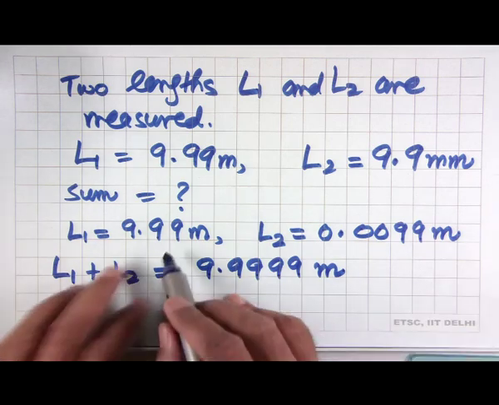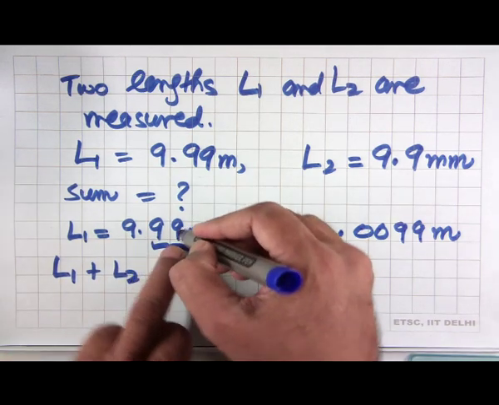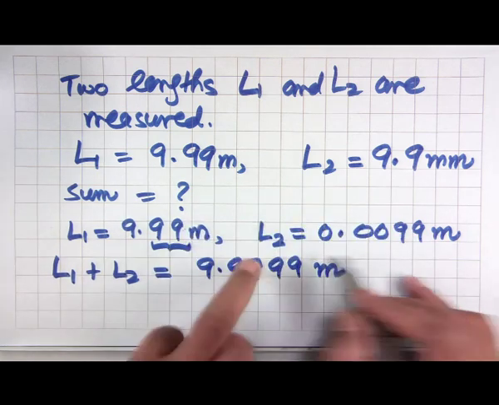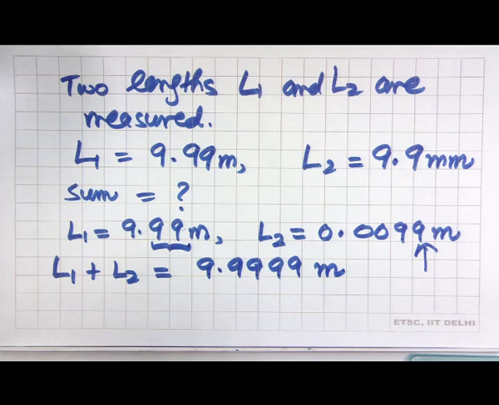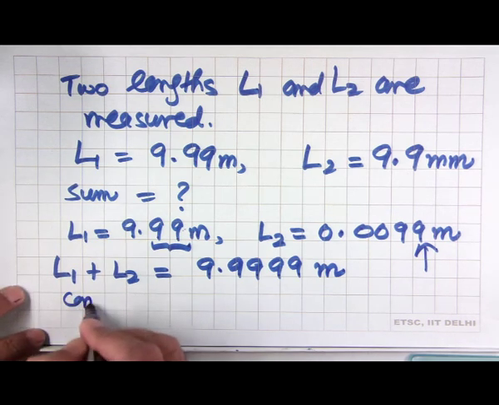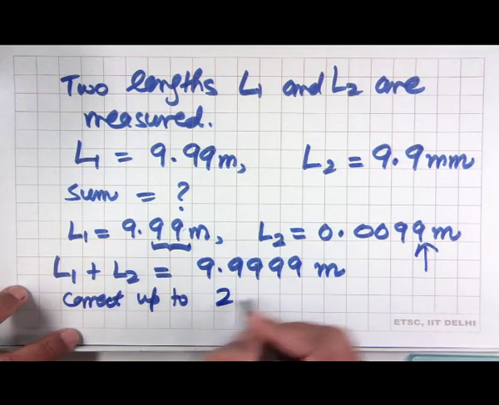Now in the two, we have to go up to the least number of decimal places. We see L1 in meters is up to 2 decimal places, whereas L2 in meters is up to 4 decimal places. So, we have to finally write our answer in meters, correct up to 2 decimal places.